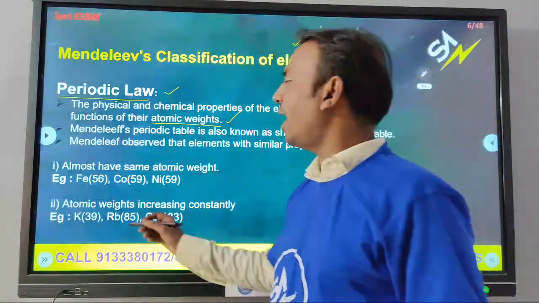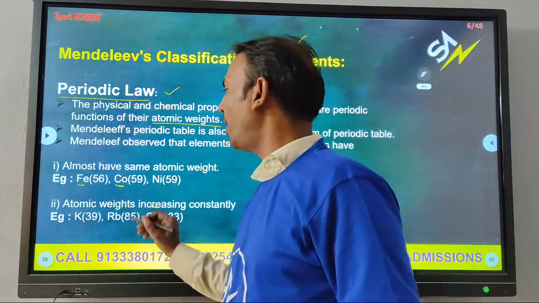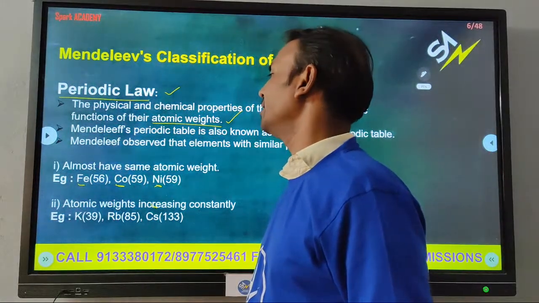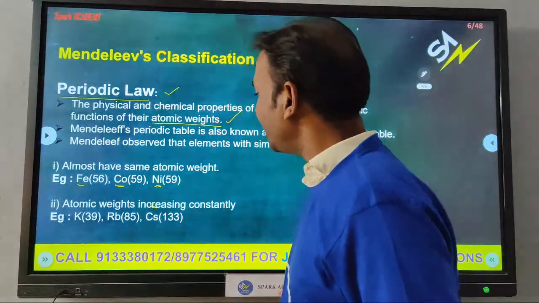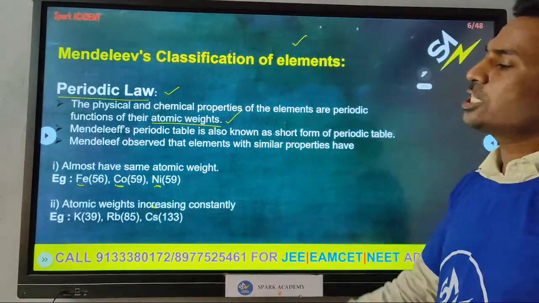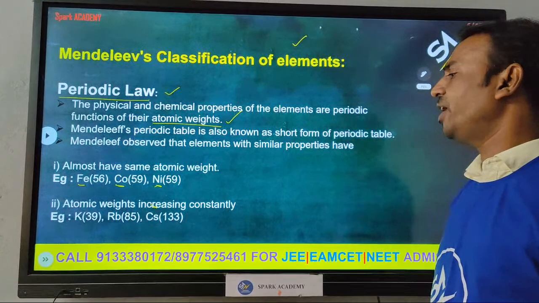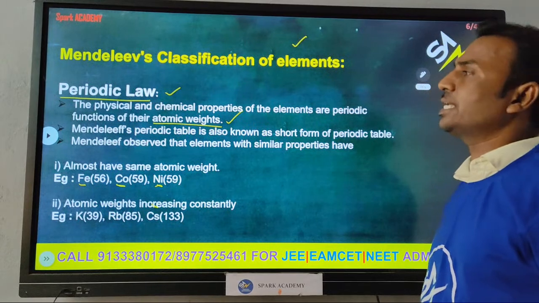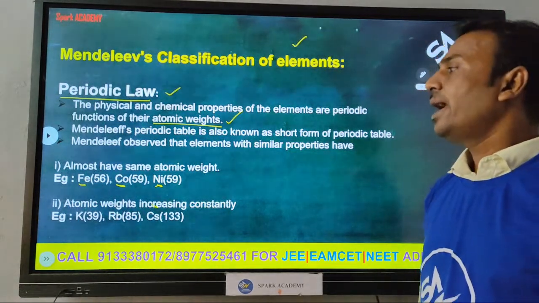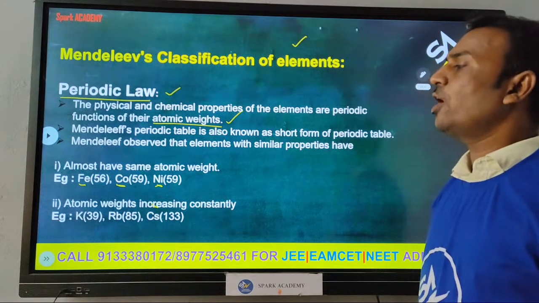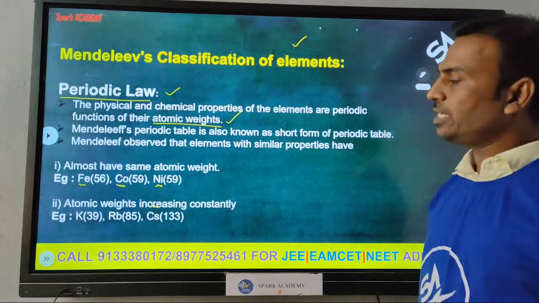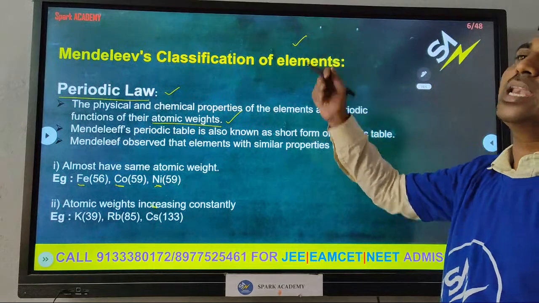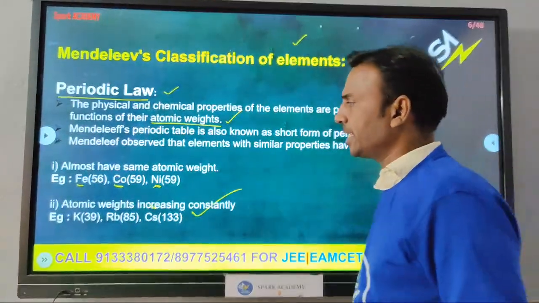But see here, iron Fe, cobalt Co, nickel Ni have similar atomic weights. Next, atomic weights increase constantly: potassium 39, rubidium 85, cesium 133. So atomic mass is the main base in Mendeleev's periodic table, and a few elements have nearly the same atomic weight. Looking at the elements one by one, the atomic weight is increasing.